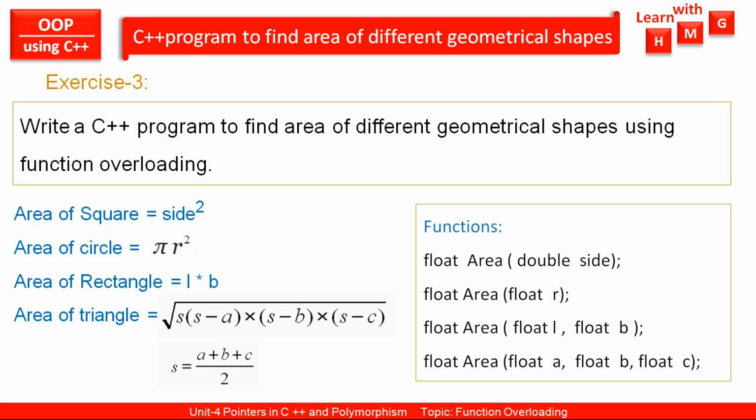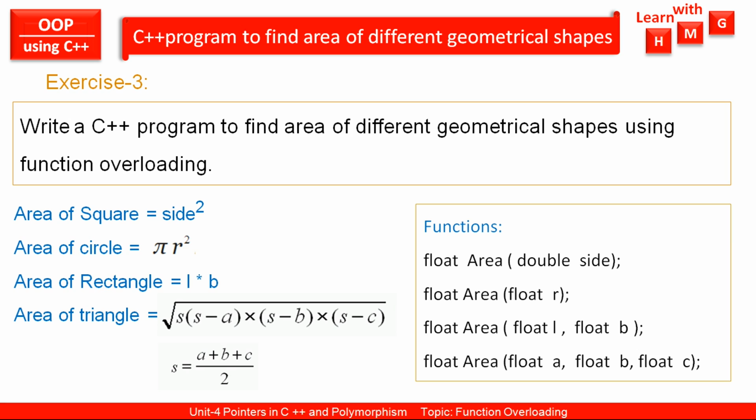So I am overloading the area function here. The first function accepts one argument of double type. The second area function also accepts one argument, but the type is float. The third area function accepts two arguments of float type, while the fourth area function accepts three arguments of float type. All these area functions return a float type of value, which is nothing but the area of that particular shape.